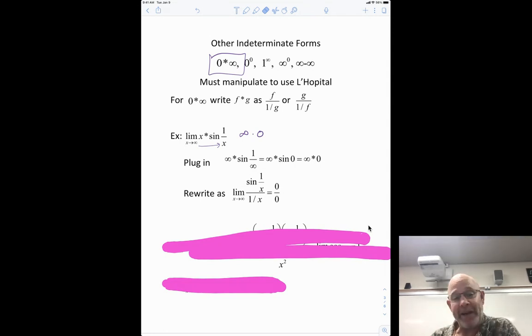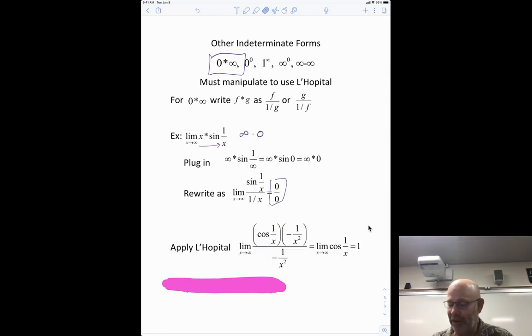So I took the reciprocal of x and put it on the bottom. Notice it's the same problem. It's just rewritten, but now it's 0 over 0. When you plug it in, you get 0 over 0 instead of infinity times 0. So now it's set up really nicely for L'Hopital's rule.